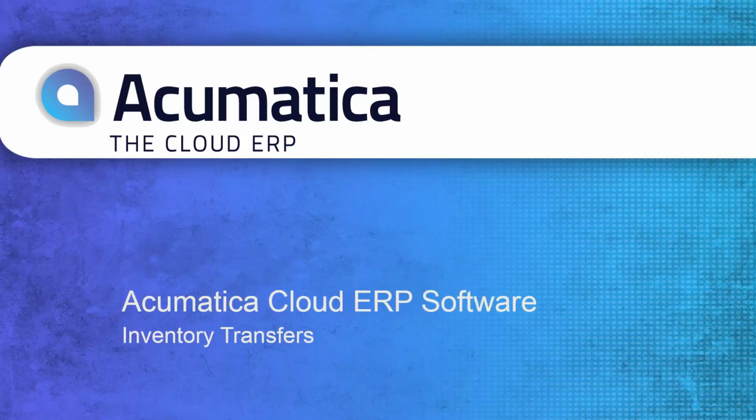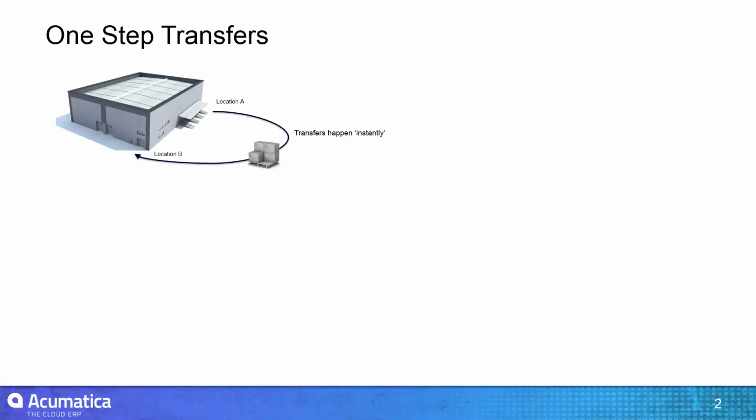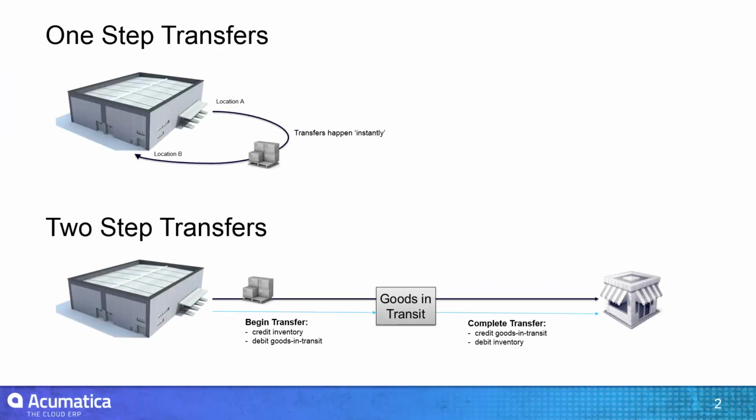Inventory transfers. Acumatica allows me to initiate and manage one-step and two-step transfers between warehouse locations. In this video, I will demonstrate how to complete a two-step transfer from a wholesale warehouse to a retail store.